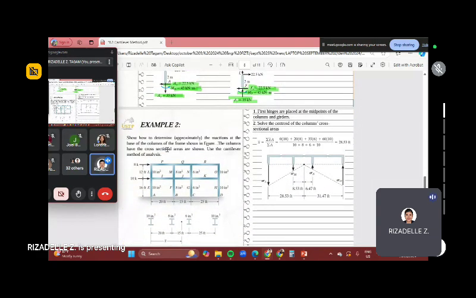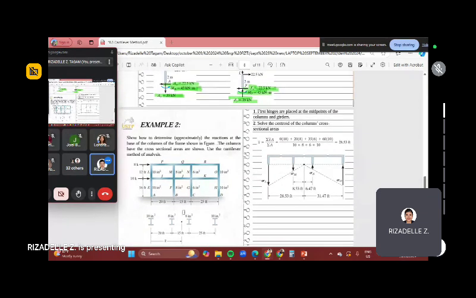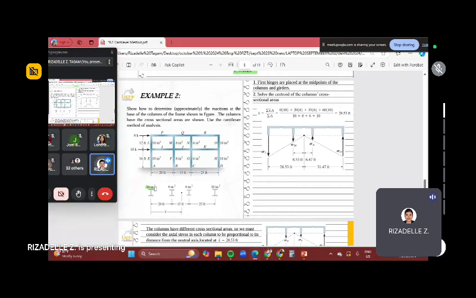So, kaning example number 2, show how to determine the reactions at the base of the column. The columns have different cross-sectional areas. So, use the cantilever method of analysis. So, kung inyong tan-awon, they have different cross-sectional areas. Two-story atong frame, but that means lahi-lahi ang size sa columns diha. So, kani. The cross-sectional area for the first column is 10 inches, 8 inches the second, 6 inches the third, and 10 inches the fourth. So same process happen.